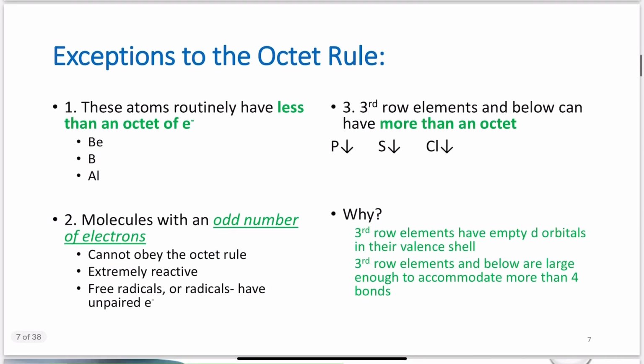So let's talk about those exceptions. We just saw a couple of them. We saw 3 examples of exceptions. First off, we do have atoms that routinely have less than an octet. It doesn't mean they have to have less than an octet, but they like having less than an octet. Beryllium really likes to have 2 bonds. So kind of a quartet. Boron and aluminum really like to have 3 bonds. So a hextet.